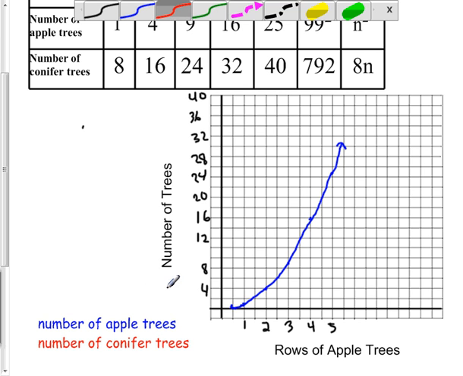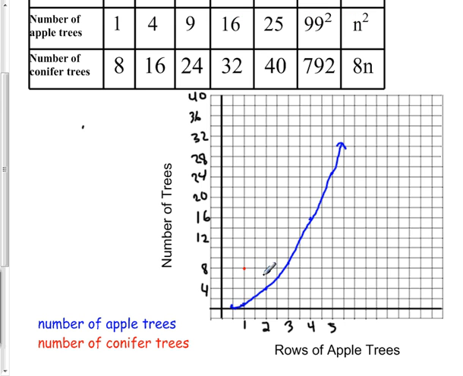Let's graph the number of conifer trees in red. So at 1, it's going to be 8. At 2, it's going to be 16. At 3, it's going to be 24. At 4, 32. And at 5, it'll be 40. And these, if you graph them, do graph a nice straight line. Okay. So we graph them. The blue one is a little curved. The red one is straight.